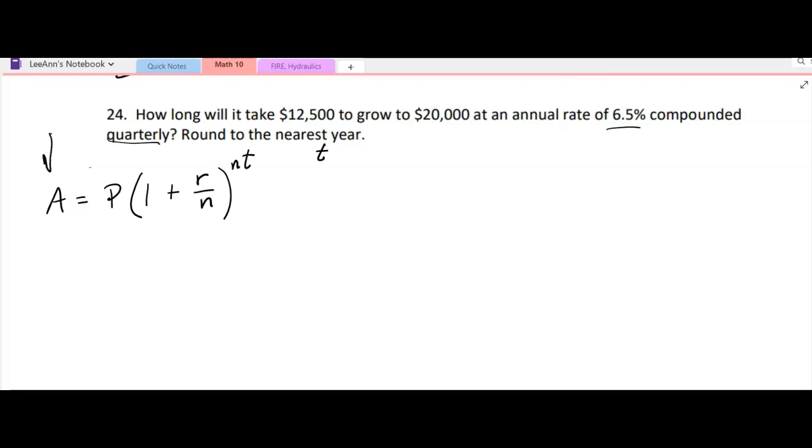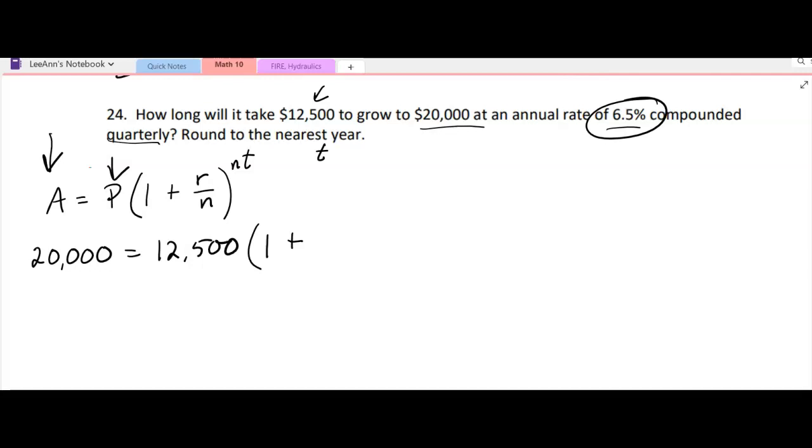And we know the amount we're trying to get. We're trying to get 20,000. We want our account to grow to 20,000. The principal, what we're starting with, is 12,500. You can put the commas in, just hopefully they don't look like decimals. 1 plus, now what's the rate of interest? 6.5% or 0.065. And we're compounding quarterly. That means n is 4. The 4 there. And this is going to be raised to the power of 4t.